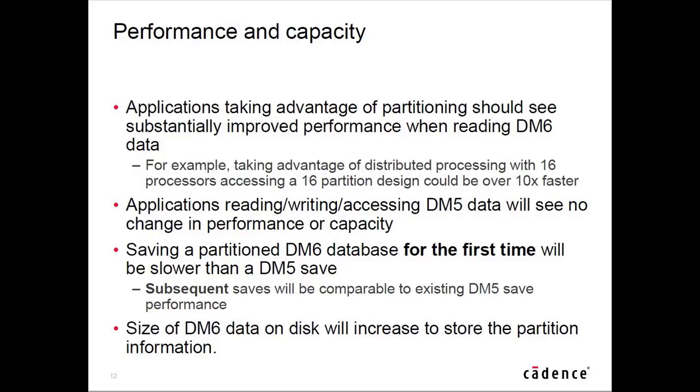So if you as an application are explicitly taking advantage of partitioning, you should see substantially improved performance when reading DM6 data. For example, you could potentially be 10 times faster if you're distributing your work over 16 processors. However, on 2260, if you're reading, writing, and accessing DM5 data, you're not going to see any change in performance or capacity.